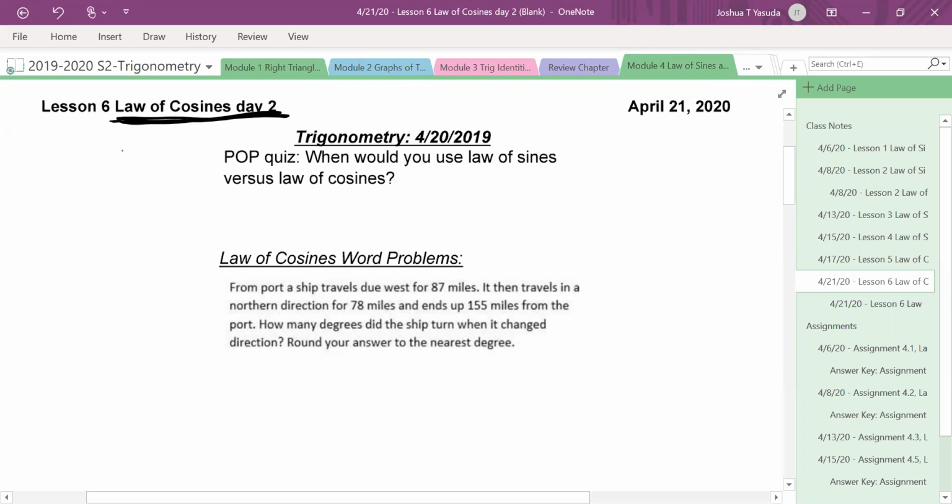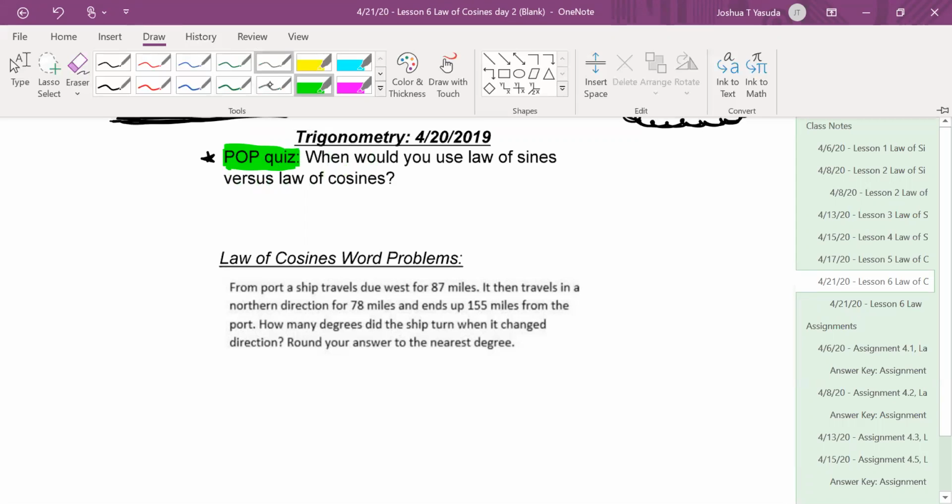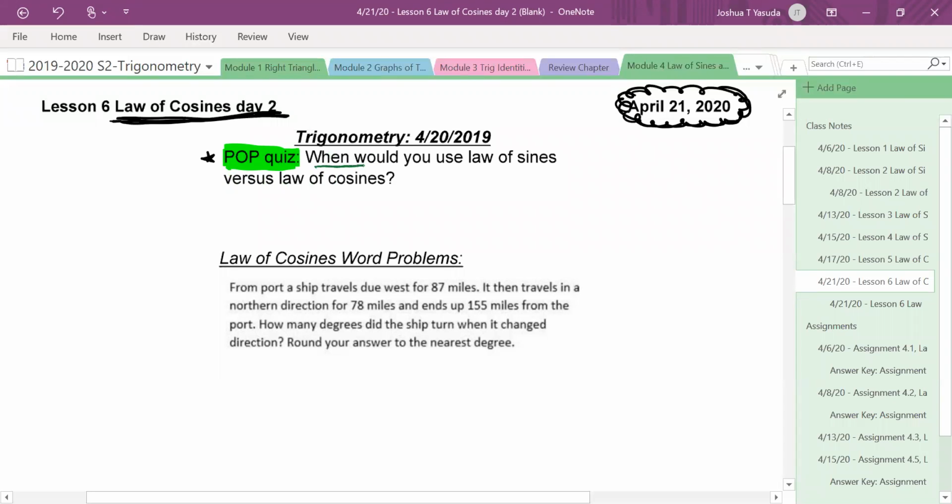But before we get started on this wonderful 21st day of April, I wanted to ask a quick question, a little pop quiz. Get excited, okay? At this point, it's a good question to start thinking about. You got a test coming up next week. Monday, Tuesday of next week, we got a test. So a nice pop quiz to think about would be this. When would you use the law of sines versus using the law of cosines?